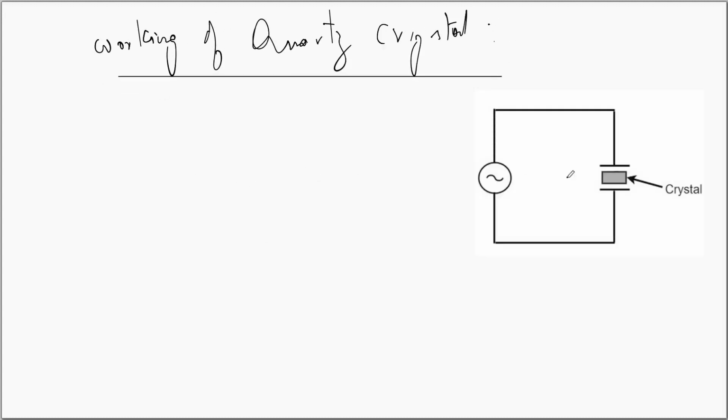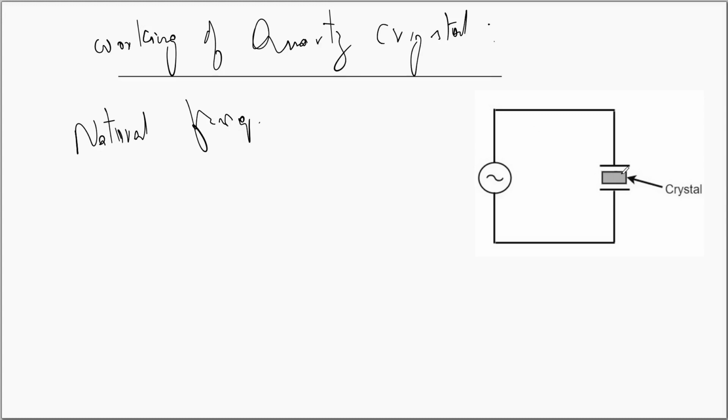In order to make the quartz crystal work in an electronic circuit, we place the quartz crystal slice between two parallel plates. These are the two parallel plates, and these two parallel plates form a capacitor. Whenever an AC voltage is applied to the quartz crystal, the crystal starts vibrating. And these quartz crystals have what is known as natural frequency. If the frequency of the applied AC signal is equal to the natural frequency of the quartz crystal, then the vibrations will reach a maximum in the quartz crystal, because due to the resonance, a lot of energy is absorbed by the quartz crystal.